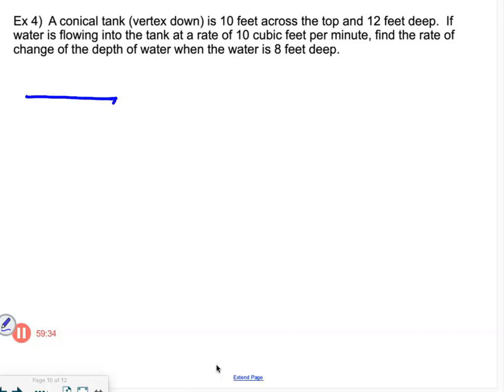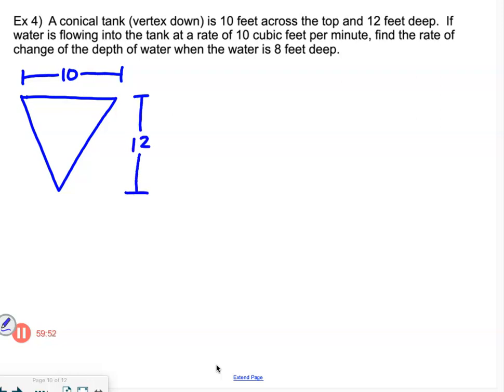So just draw a big triangle. Don't try to make it 3 dimensions. It actually makes the problem harder. All right, so that's our cone if we were looking at it from the side. It is 10 feet across the top, and it is 12 feet deep. Now the cone is a tank. Let's pretend it's made out of metal, right? The cone is not changing size. It's a tank, so these dimensions don't change.